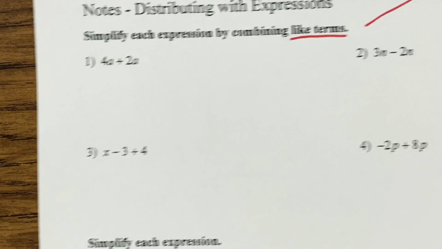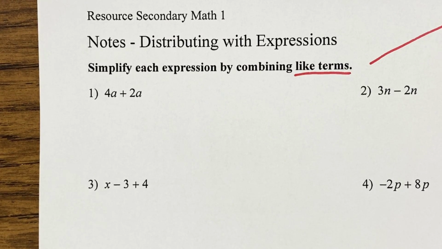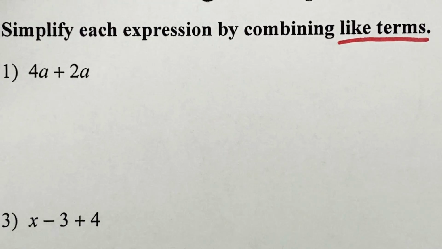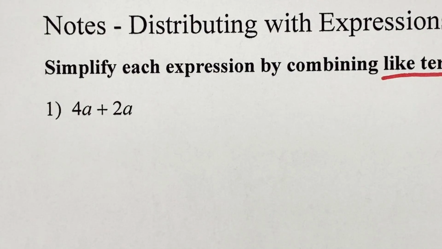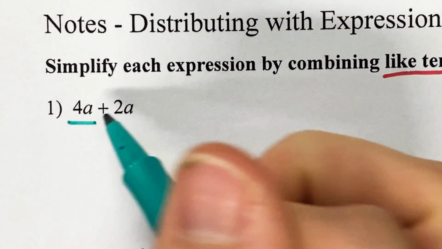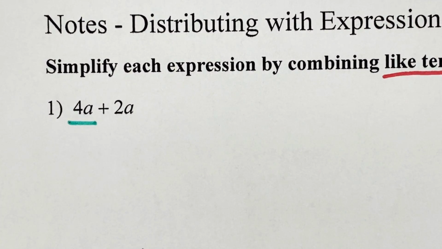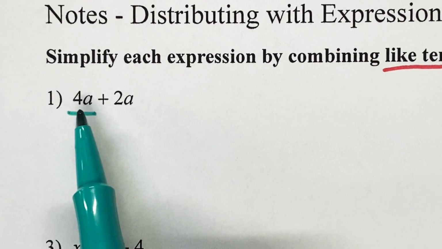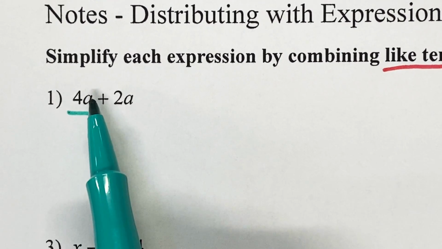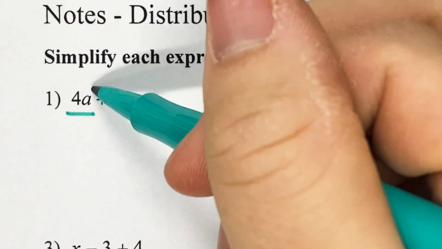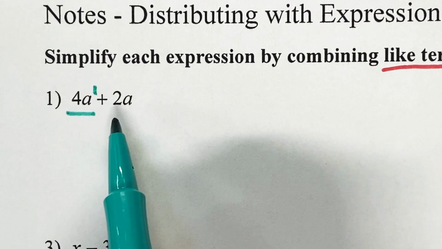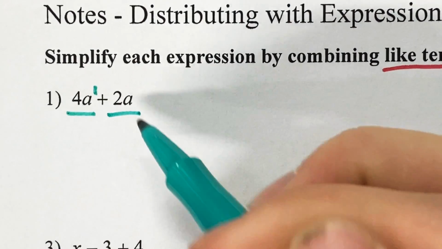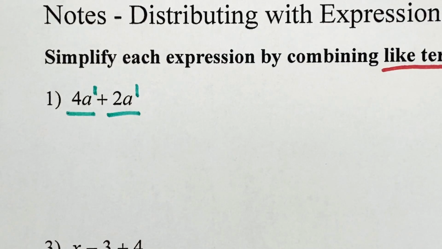Okay, so let's look at number 1. We're going to go ahead and simplify this expression by combining like terms. So let's look at our first term. That's this 4a. Does this term have a variable attached to it? Yes, it does. It has that a. And this a is to the power of 1. So we're looking for another term with a to the power of 1. Let's look at our second term. Does this also have an a to the power of 1?